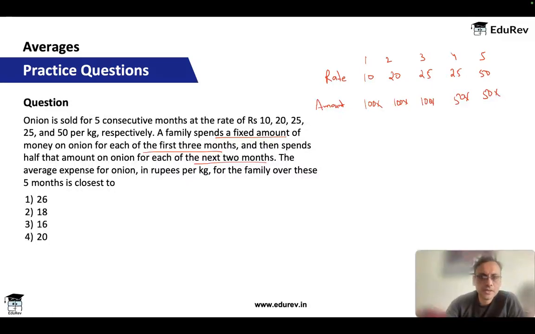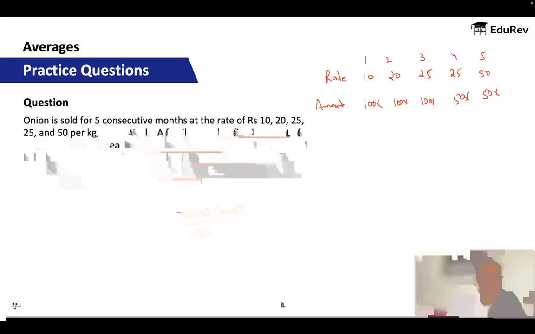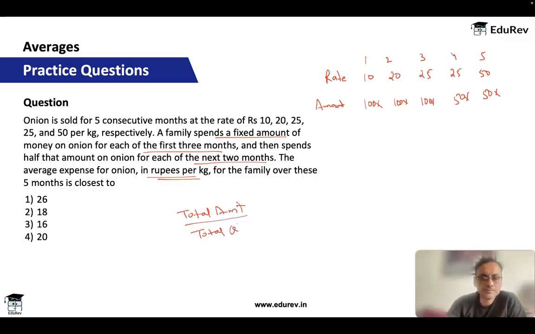Okay. So then the question is the average expense for onion in rupees per kg. So average expense over 5 months would be total amount upon total kgs. What is the total amount you spent upon what is the total quantity that you bought.